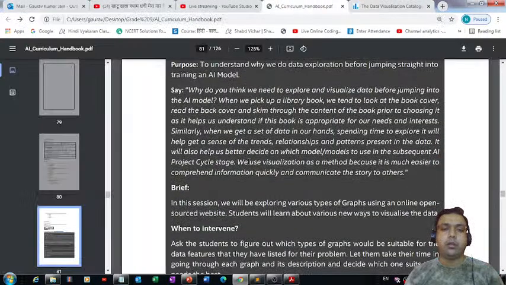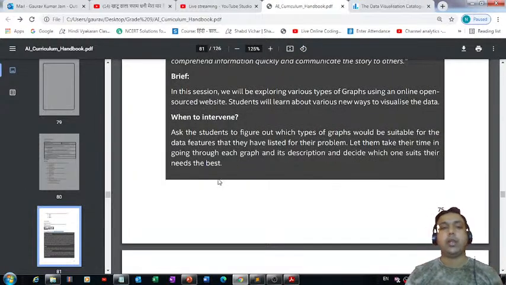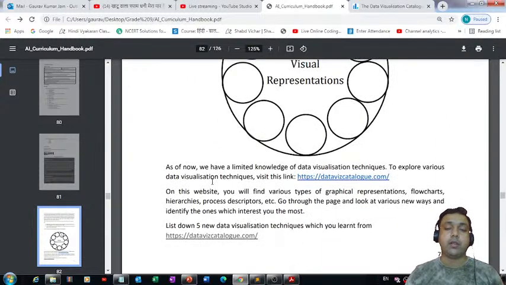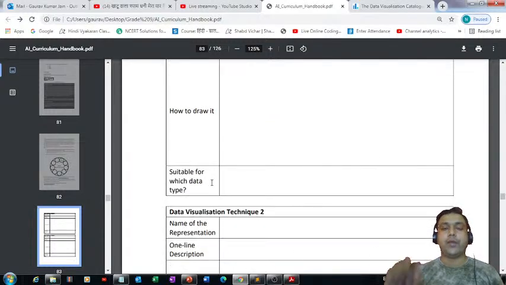And whatever you are learning, try to experience everything practically. From the exam point of view, this theory is enough, right? This theory is more than enough. So you can go through this theoretical part, which is given in the CBSE's Facilitators Handbook for getting 25 out of 25 in your AI.